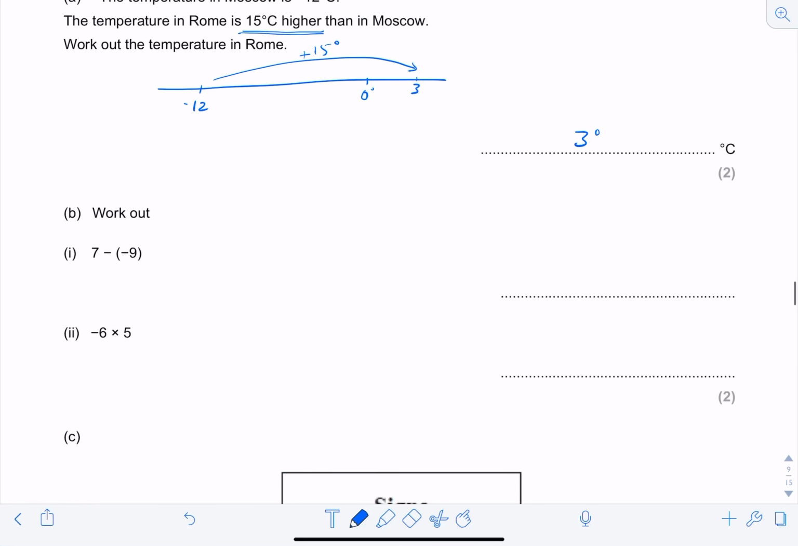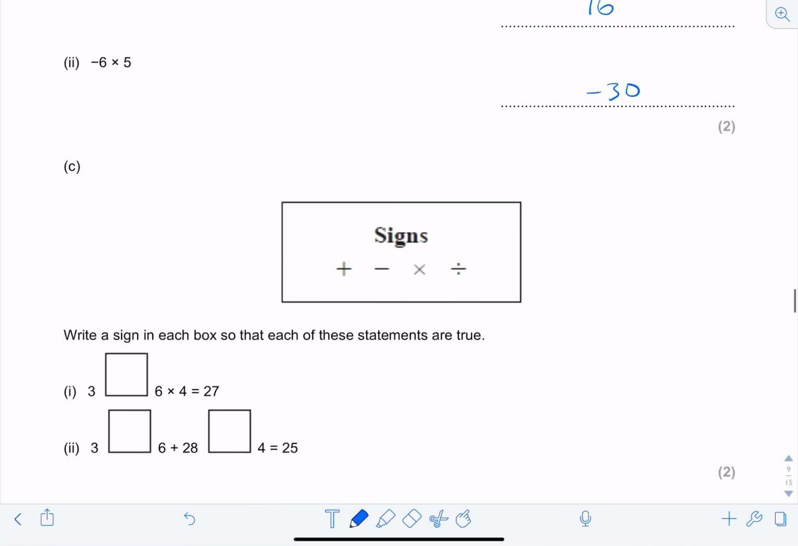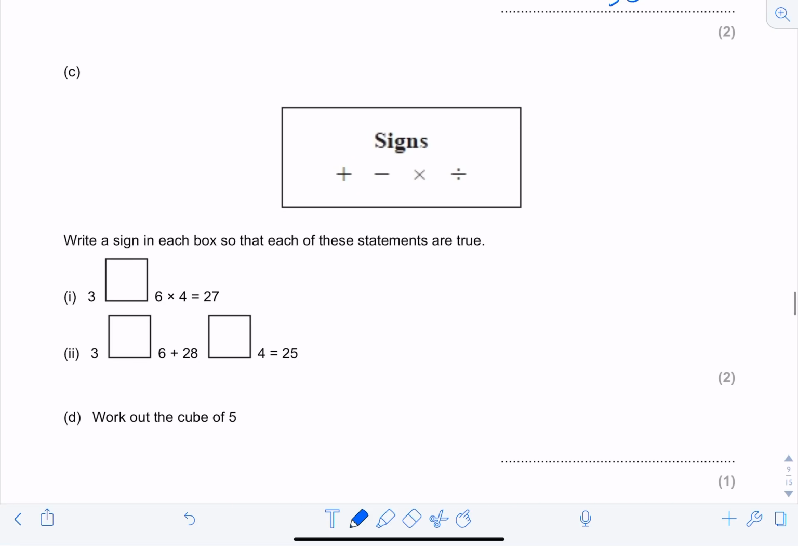Okay, so next work out, oh, lovely. 7 minus brackets -9 is 16. Yes. -6 times 5 is -30. Yes, it is. Write a sign in each box so that each of these statements are true.